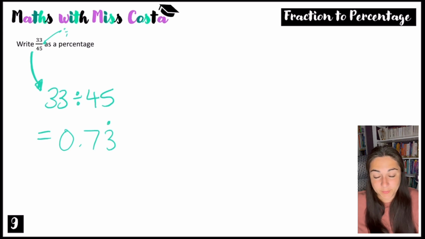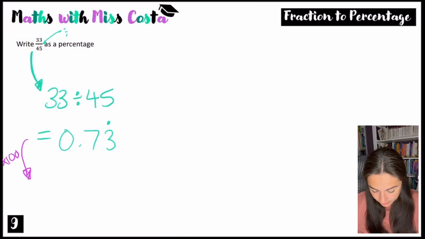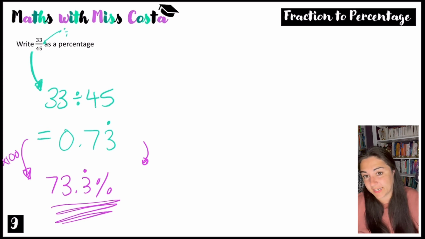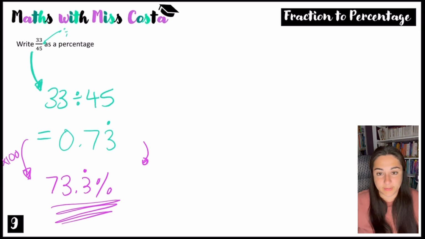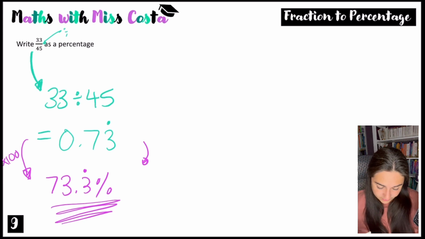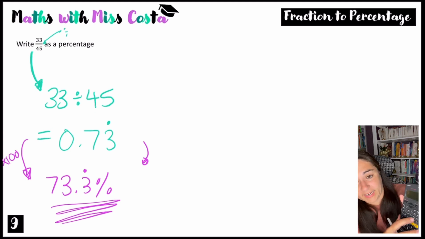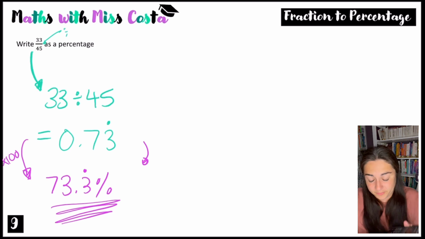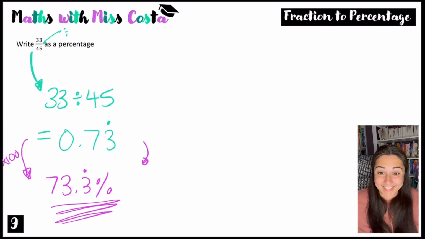How do you turn a decimal into a percentage? You simply times it by 100. So once again, you can do this on your calculator if you want, but times it by 100, that would be 73.3 recurring. Okay, and that's all you do to turn a fraction into a percentage, turn it into a decimal, and times it by 100. And on your calculator, you don't even need to do the dividing. You can just write it on your fraction button as 33 over 45, and it does the hard work for you. Press the SD button and then times by 100. And that is it for ratio.